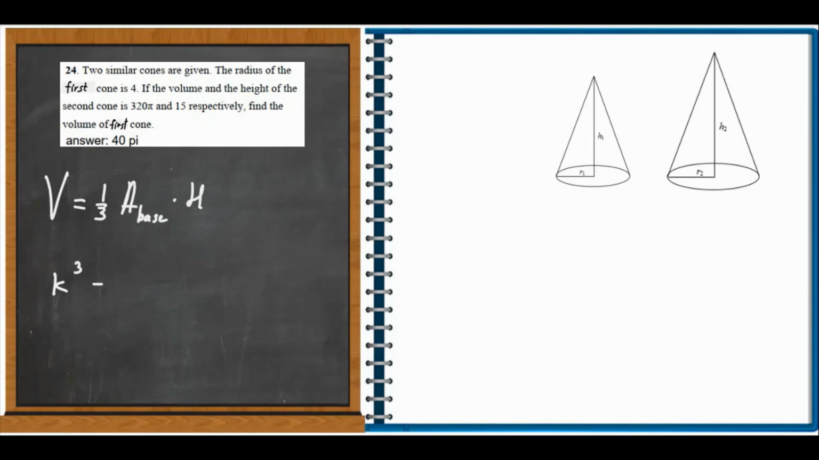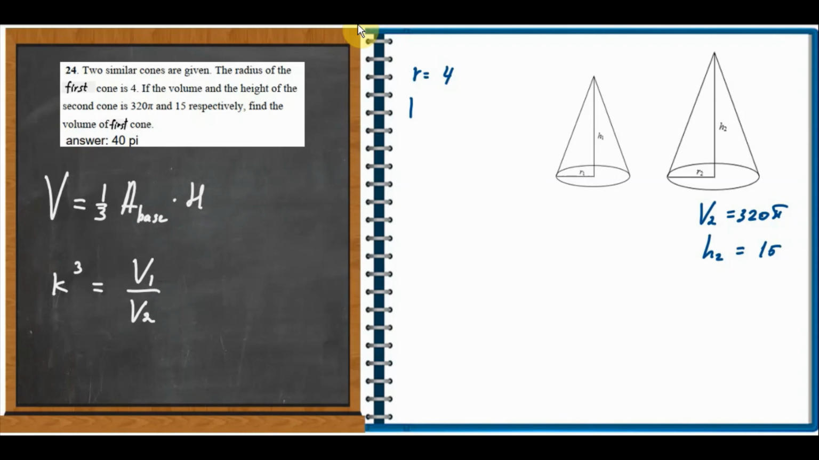Next, what we need to know is that if we have similar cones, the scale factor cubed is equal to the volume of the first to the volume of the second. It doesn't matter, you can change the order, like volume of the second cone over volume of the first cone, according to the situation. Now let's get started. We are given the radius of the first cone. So the radius of the first cone is 4. The volume of the second cone is 320 pi. The height of the second cone is 15. Find the volume of the first cone.